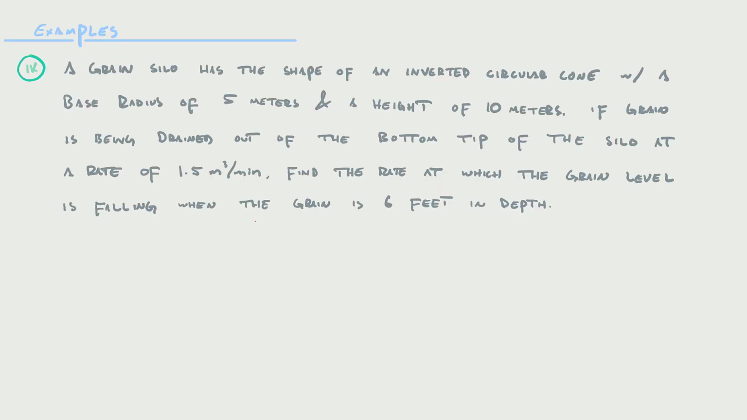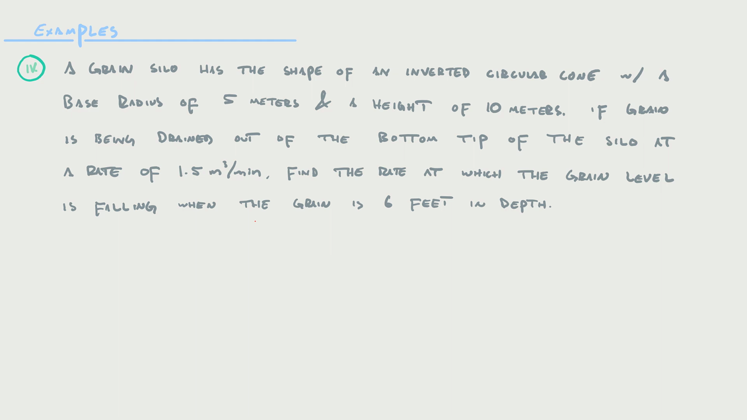If we continue on with the numbering from the last video, this is example number 4. It says a grain silo has the shape of an inverted circular cone with a base radius of 5 meters and a height of 10 meters. If grain is being drained out of the bottom tip of the silo at a rate of 1.5 cubic meters per minute, find the rate at which the grain level is falling when the grain is 6 feet in depth.